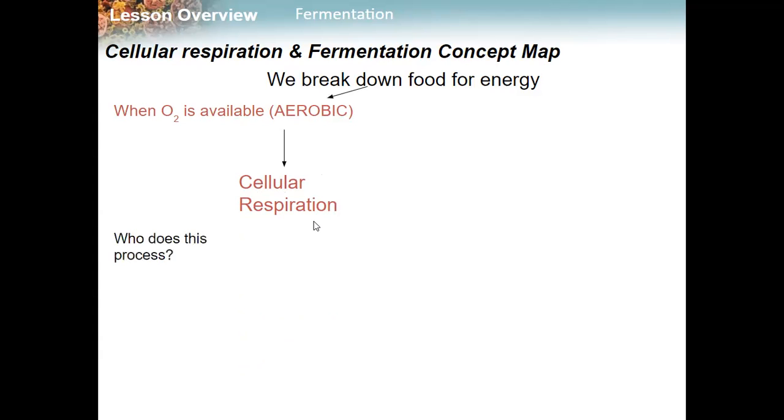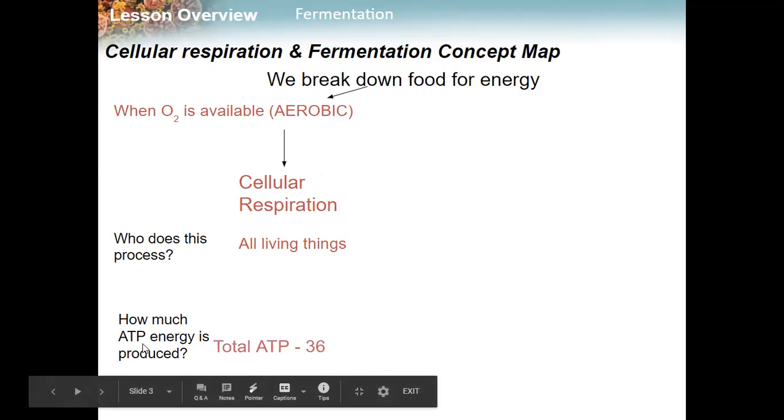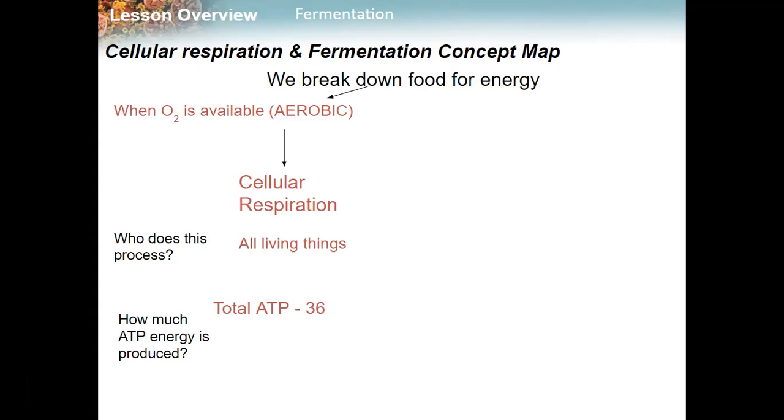Now, who does cellular respiration? Drag and drop that box that says all living things, no matter if it's a plant or an animal, no matter how they got their food, they have to do cellular respiration. And when we do cellular respiration, we get ATP energy out of it. And actually the process of doing cellular respiration, every single time we do it, we get 36 ATP out of it.